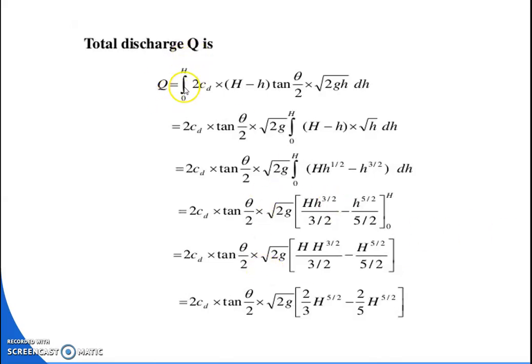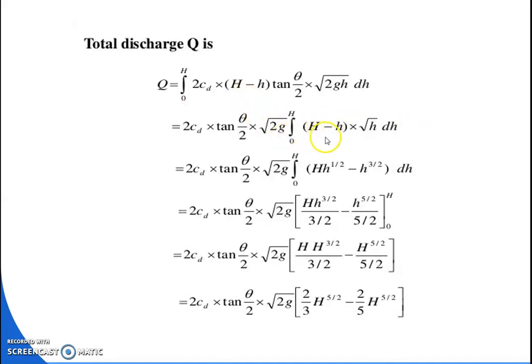The total discharge Q is equal to integration 0 to H of dQ. The value of dQ was 2 CD (H minus h) tan theta by 2 into square root of 2gh into dh. Taking constant terms out of the integration, we are having 2 CD tan theta by 2 and square root of 2g. The rest of the term is obtained as (H minus h) into square root of h dh, integration 0 to H.